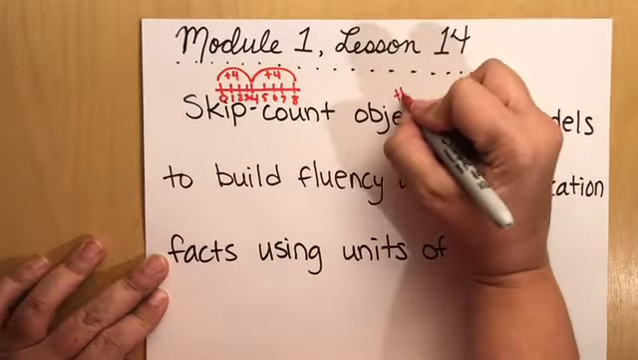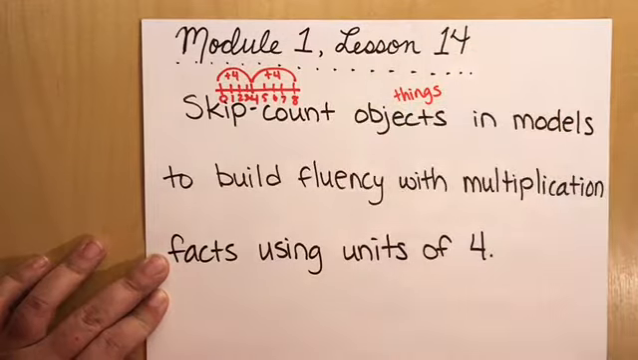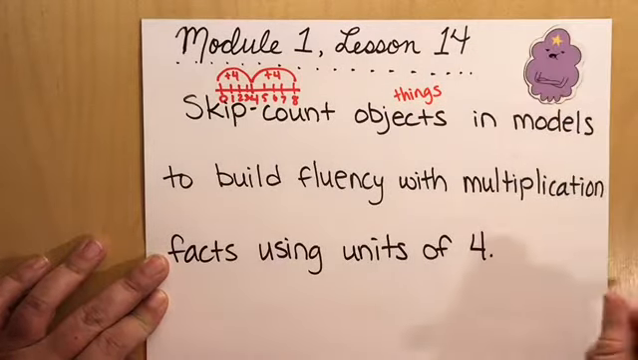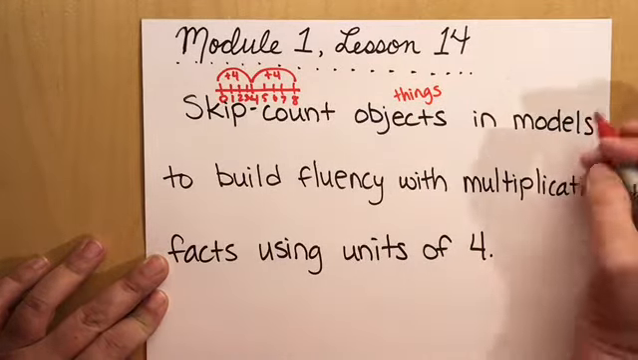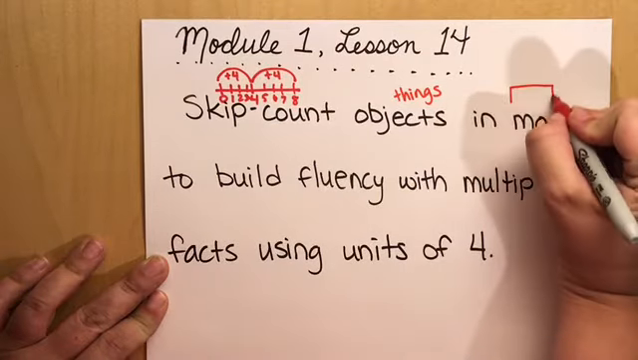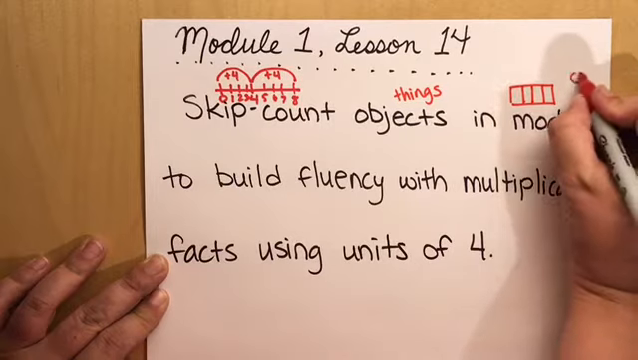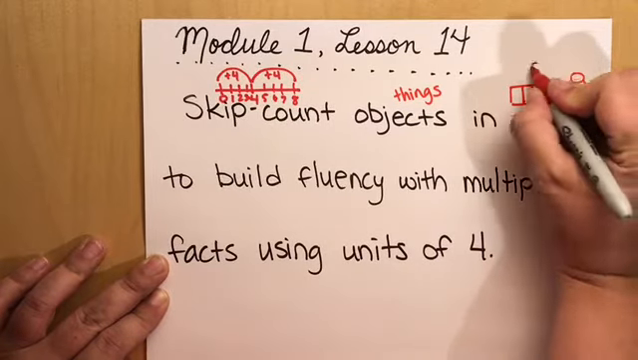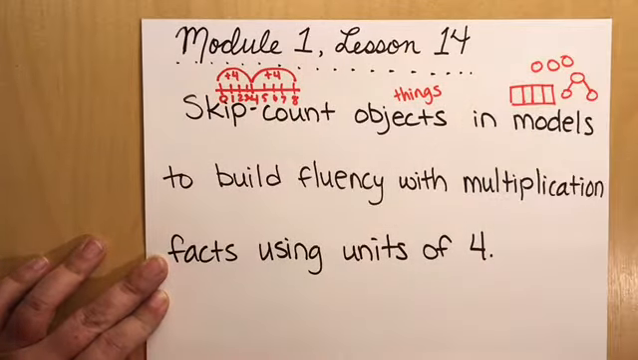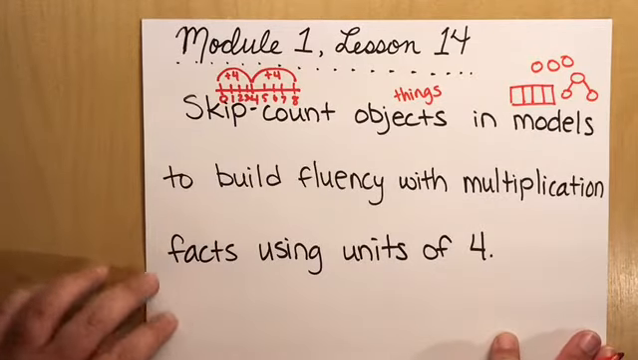Objects are things. Models, what are those? Oh, no, sorry, LSP, not you. A model is going to be how we show what our numbers mean. Today we're going to be using tape diagrams. Another model that we've used is number bonds, we've used our circles and stars. All of those would be examples of models.